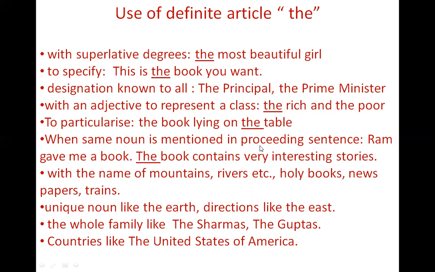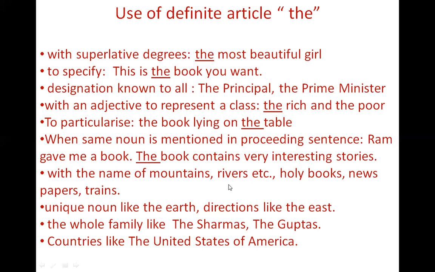When the same noun is mentioned in a preceding sentence, Ram gave me a book. The book contains a very interesting story. Now see the difference very attentively. In the first sentence, Ram gave me a book, I talk about the book which Ram gave to me. But in the next sentence, this the book tells that I am talking about this particular book mentioned in the previous sentence.